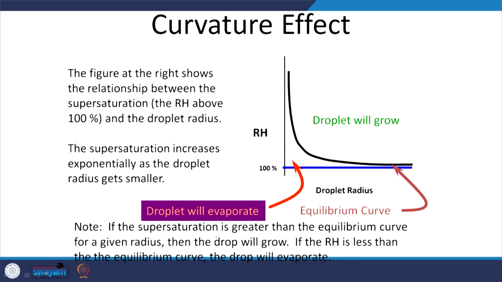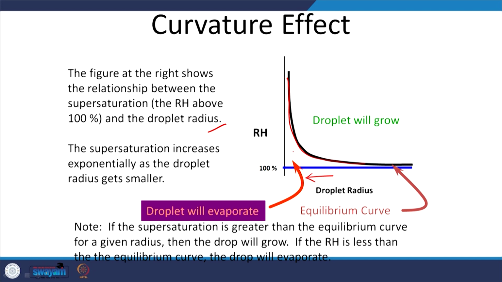The figure at the right-hand side shows the relationship between the supersaturation and the droplet radius. So what is supersaturation? Supersaturation is when the relative humidity crosses 100%, that is, relative humidity above 100%. The supersaturation increases exponentially as the droplet radius gets smaller. So this is the small droplet radius and the supersaturation increases exponentially. This is the exponential growth that you see.